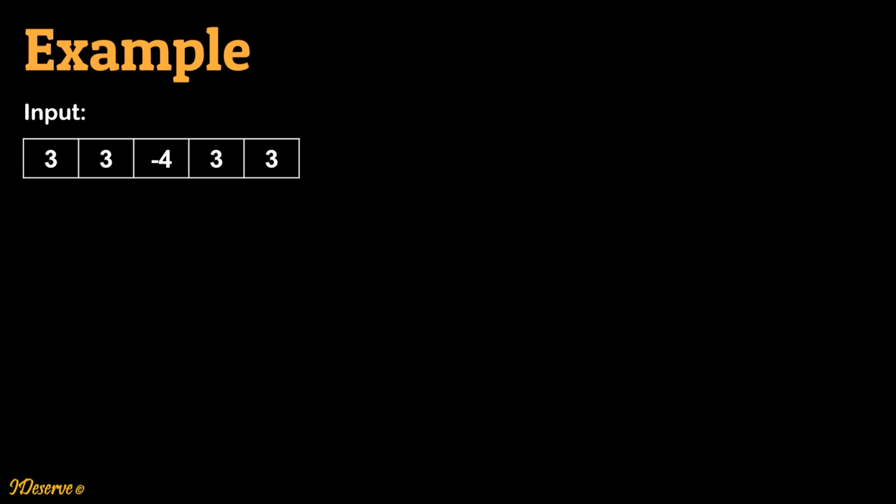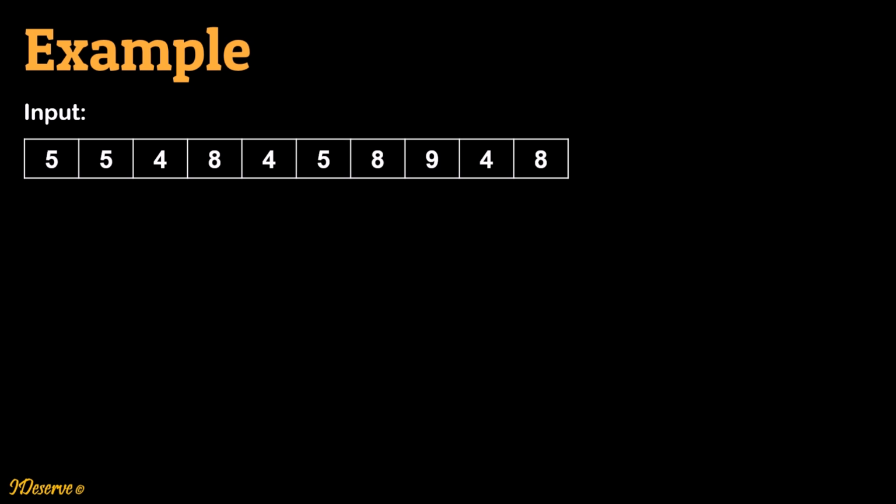Consider the following input array. Here, -4 appears only once, while 3 appears n times, where n is 4. So here expected output is -4. Let's take another example. If you observe this input array carefully, you would see all elements apart from 9 appear n times, where n is 3. 9 appears only once, so expected output is 9.